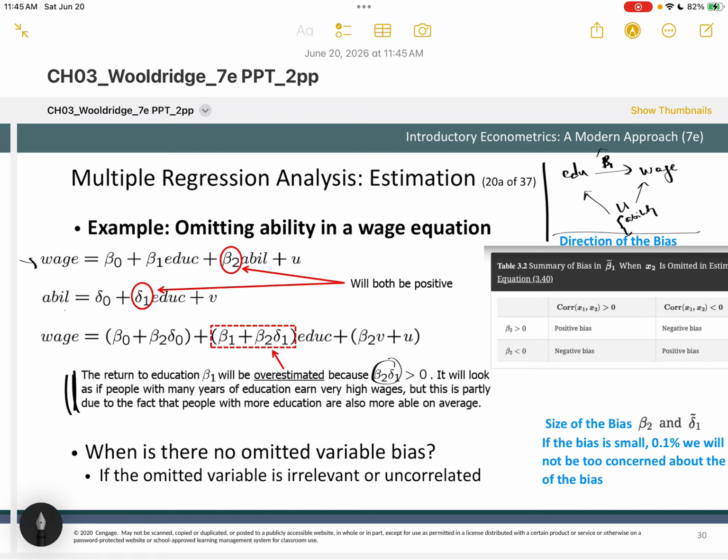Yes, so it will look as if people with many more years of education earn even higher wages, but that is partly because people with more education are just also more able on average. You see? Is it possible to not have omitted variable bias? Yeah. If the omitted variable is irrelevant or uncorrelated with the included variable, then we are good. Then we do not have omitted variable bias.